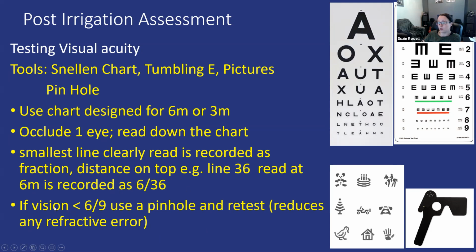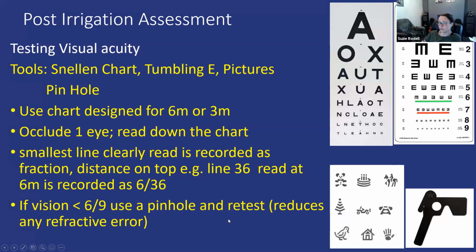A pinhole as well. So actually a pinhole, not many people know how to use the pinhole or what it's used for. This actually corrects any refractive error. So if the visual acuity is less than 6/9, and obviously I don't think I've mentioned the patient ideally should be wearing their glasses at this point if they have them. Obviously, if they normally wear glasses and they haven't got them on and they can't see that, that's why.